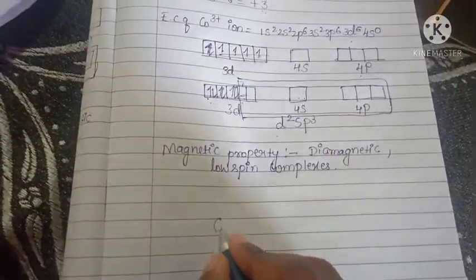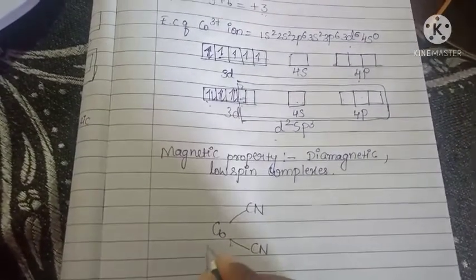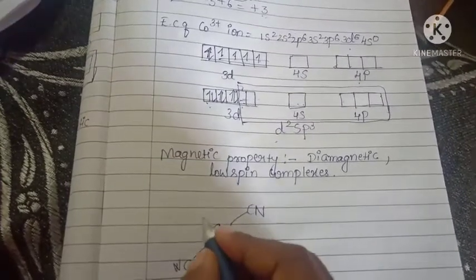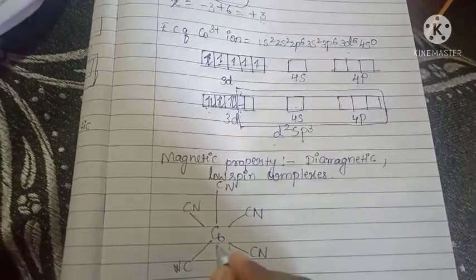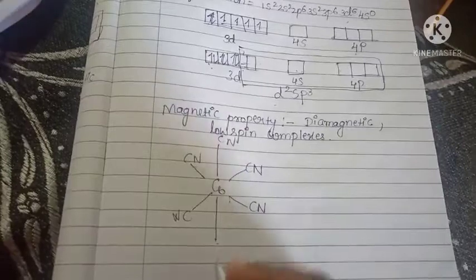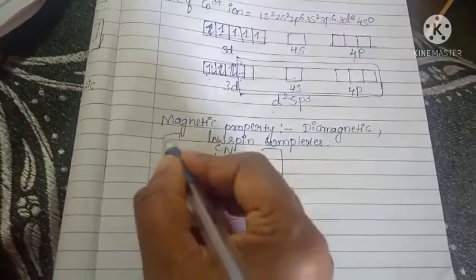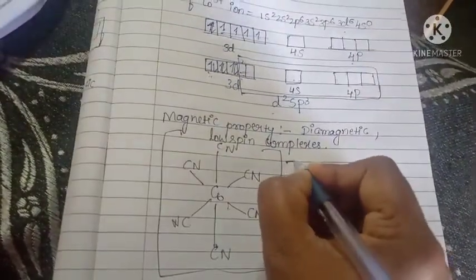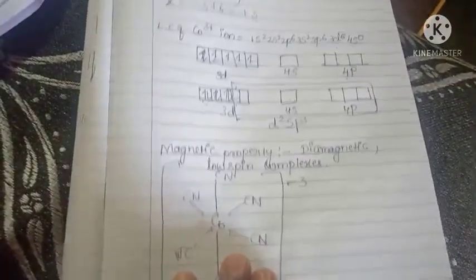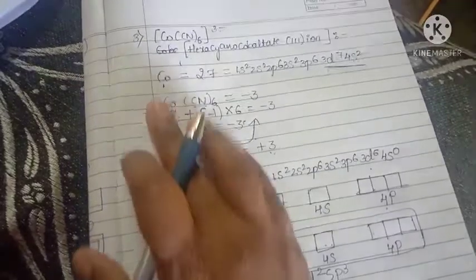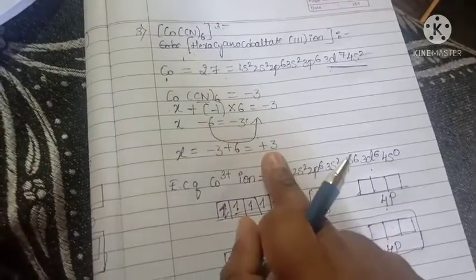The structure is cobalt with six CN ligands. Okay, the charge is how much? Minus 3. Okay, this is about the hexacyanocobaltate(III) ion.